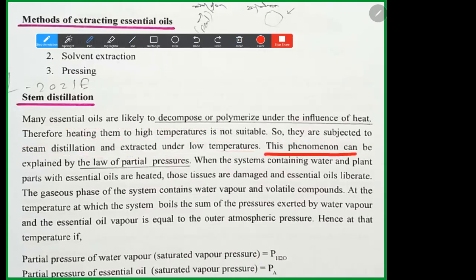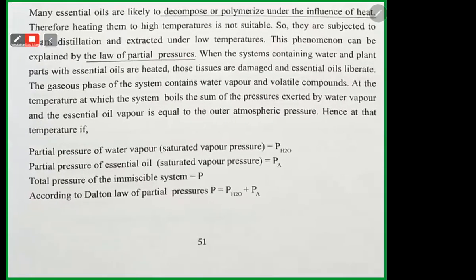This phenomenon can be explained by the law of partial pressure, that is, Dalton's law of partial pressure. When the system contains water and plant parts with essential oils and is heated, those tissues are damaged and the essential oils are liberated. The gaseous phase of the steam contains water vapor plus volatile compounds. At the temperature at which the system boils, the sum of the pressures exerted by water vapor and the essential oil vapor is equal to the outer atmospheric pressure. It simply says this. Let me explain this.